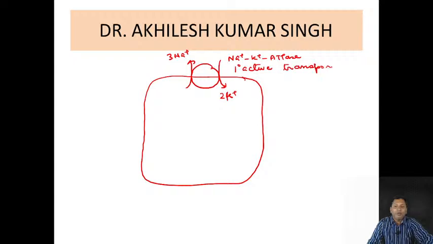So it is called primary active because it will consume the ATP directly. So it is called primary active transport. Right? Primary active transport. And you can see here these substances are moving in the opposite direction. So the substances are moving in the opposite direction, so it is also an example of the antiport.